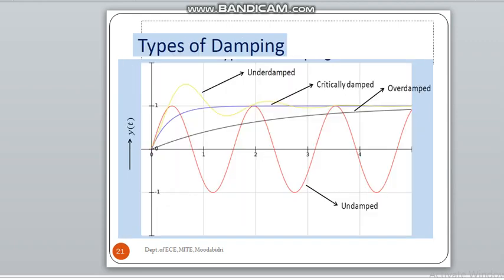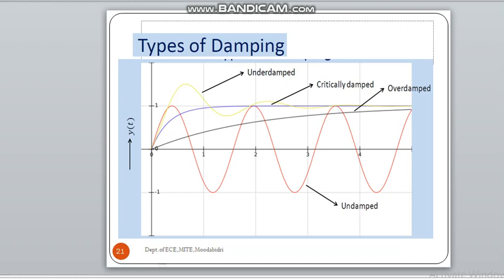That is shown here in the response. So here are the types of damping. The waveform shown in yellow is the underdamped one. Oscillations will be there and finally it will go to steady state. Just observe. And the next one is critically damped, which means there are no oscillations actually. It will increase and directly go to steady state.